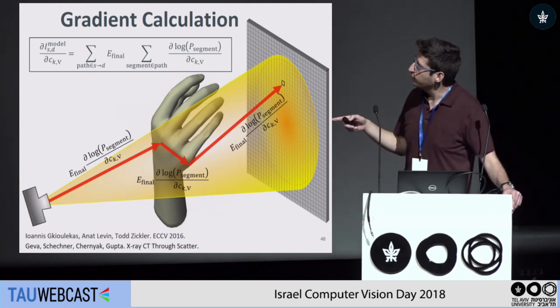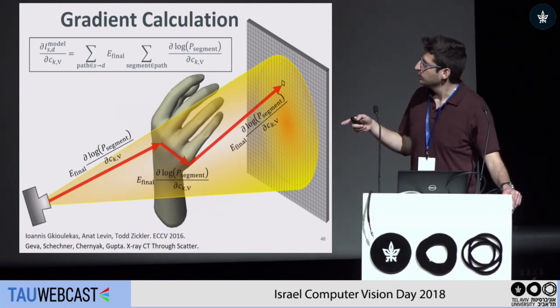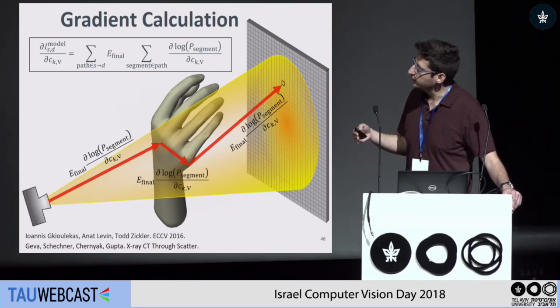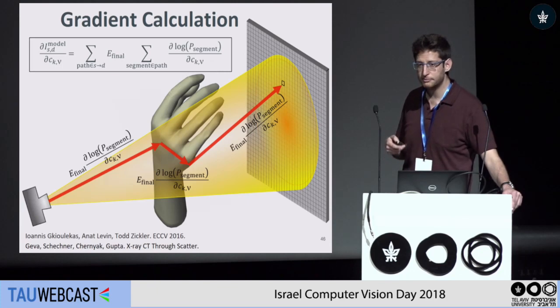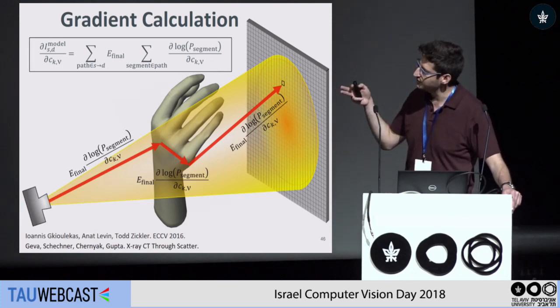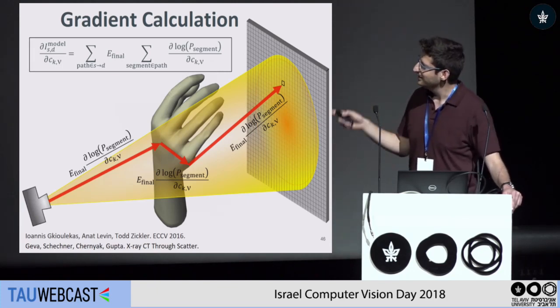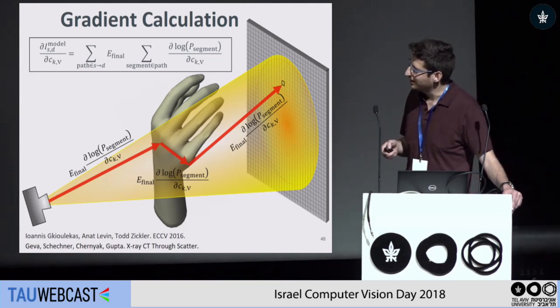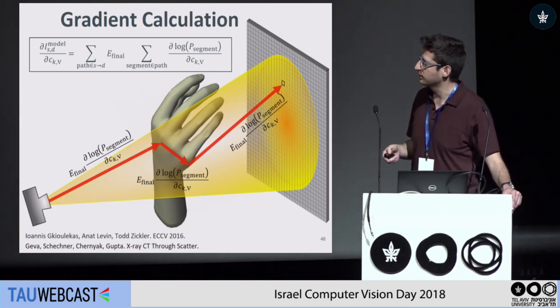However, here we sum over the segments of the path. For each segment, we calculate the gradient of the probability of that specific segment with respect to the concentrations in the voxels intersected by that segment. Now, I don't expect you to understand it from this one slide. I just want to mention the work by Yanis Gioulekas, from which we drew inspiration for this method.